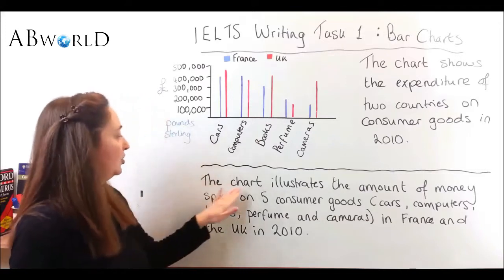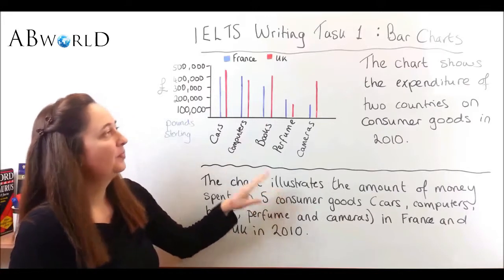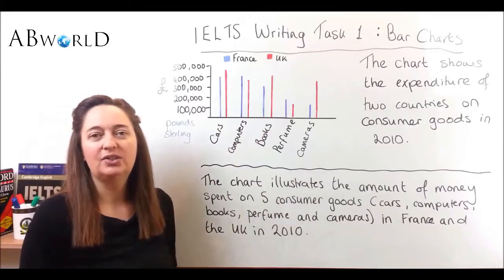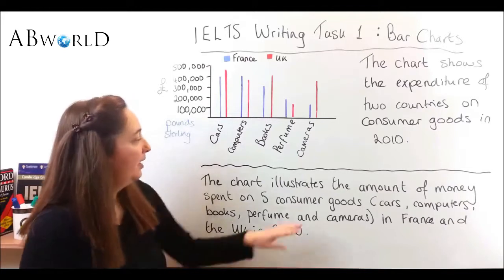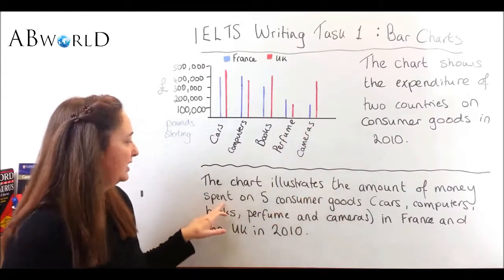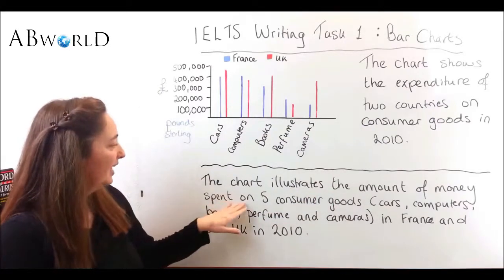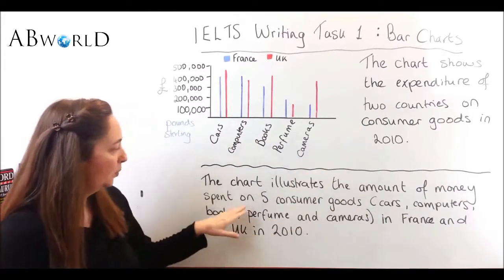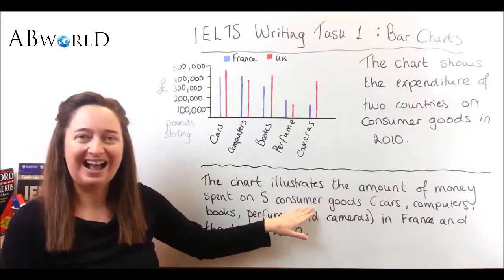So we've got the first 2 words, we're going to keep them. Then we will take a look at the verb. They say shows, we can use illustrates. You could also say gives information about. They say the expenditure, and I say the amount of money spent. That's a very nice paraphrase. They say that it is the expenditure of consumer goods. So what I've done is I've kept that word. That's the correct word. It's an academic word.